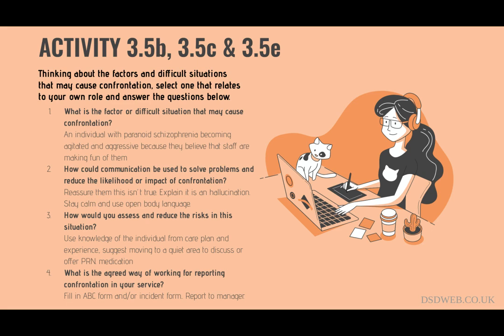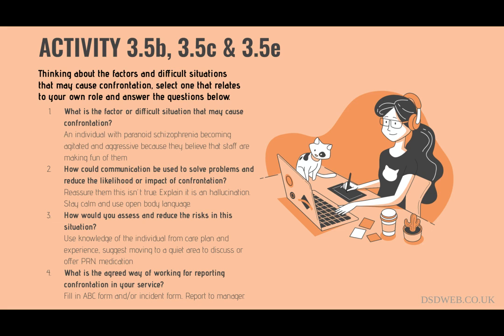The final question asks you to pick one of your difficult situations from the previous section and answer questions about it. I chose the example of an individual with paranoid schizophrenia experiencing hallucinations and believing that their staff are making fun of them. Confrontation could be avoided by communicating with the individual to reassure them that what they think is not the case and that staff are definitely not making fun of them. You could remind them that they have had similar hallucinations before.